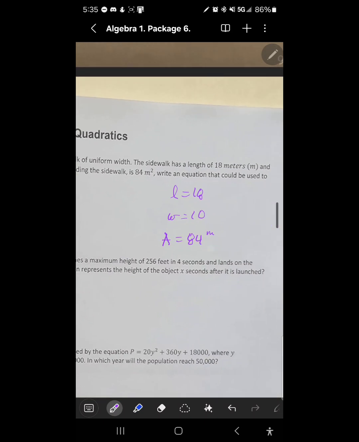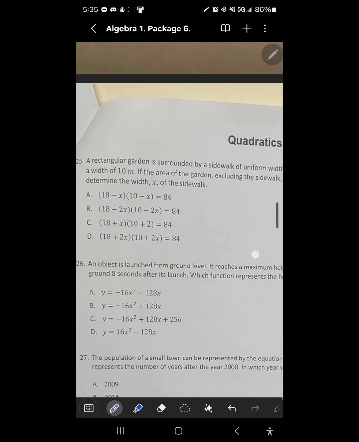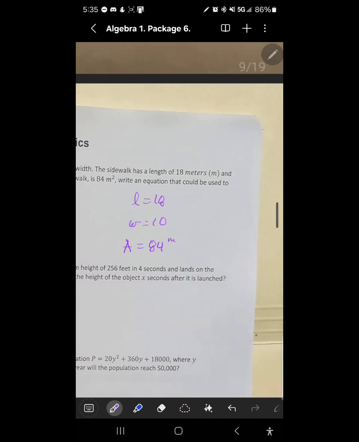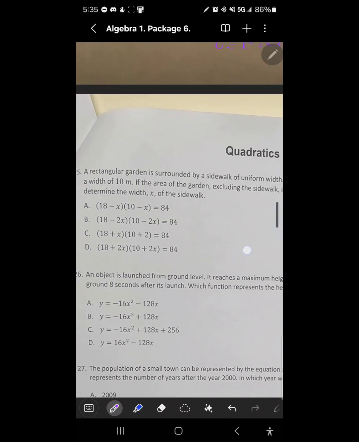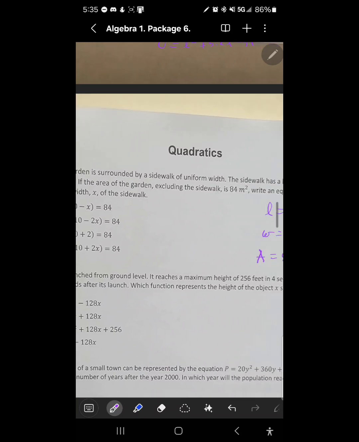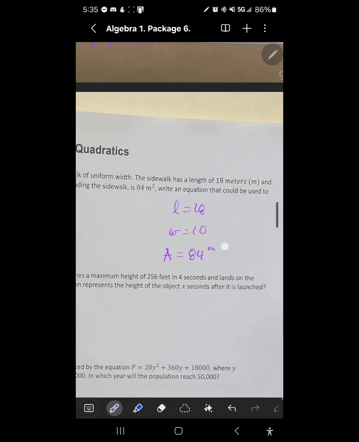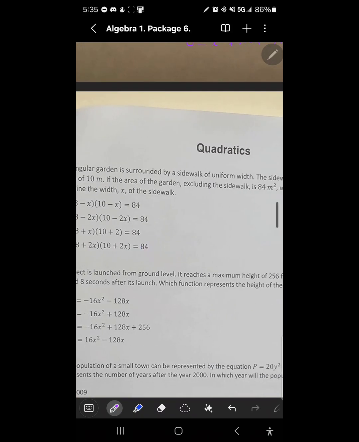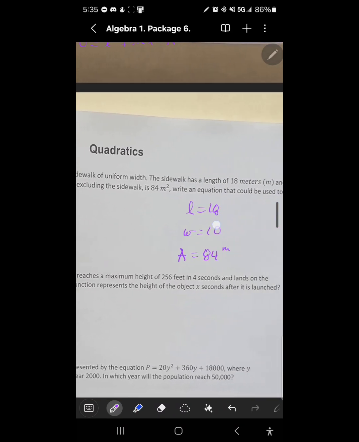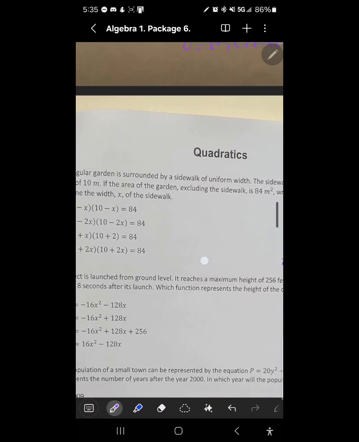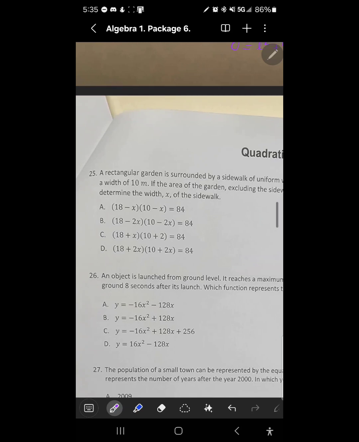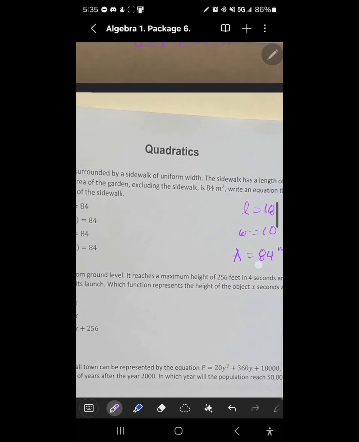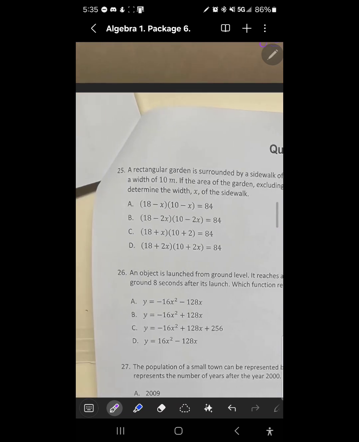Okay, let me see something. A rectangular garden surrounded by a sidewalk of uniform width. Okay, they basically say that the sidewalk has a length of 18 meters and a width of 10 meters. If the area of the garden... to determine the width of the sidewalk.